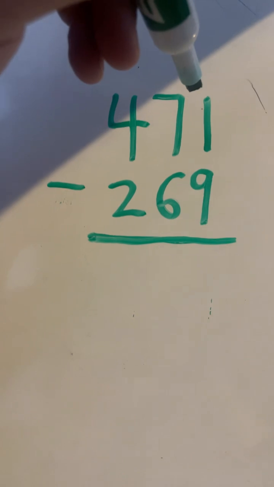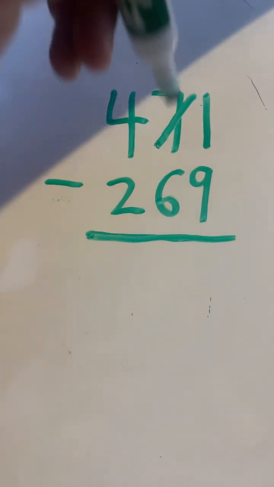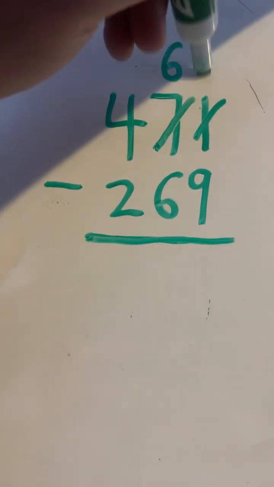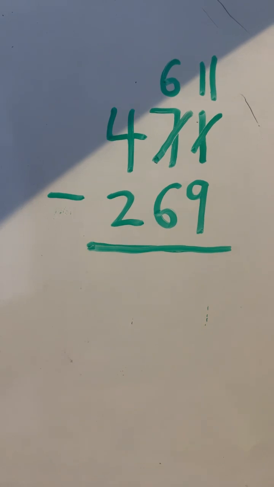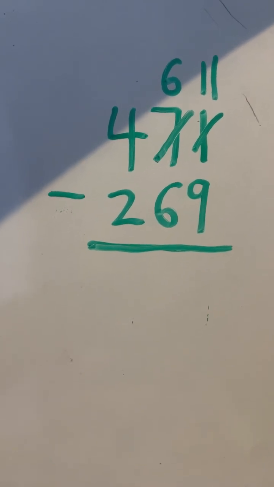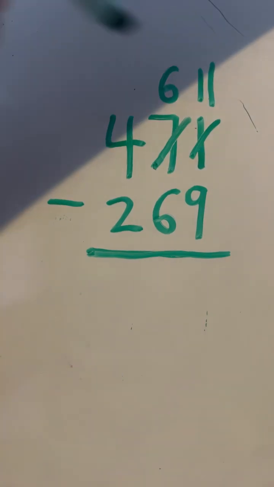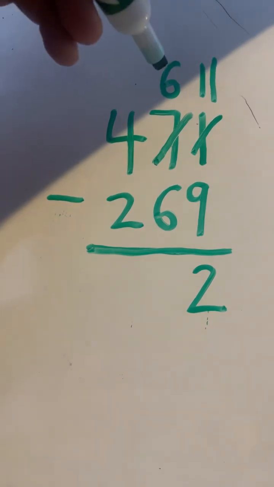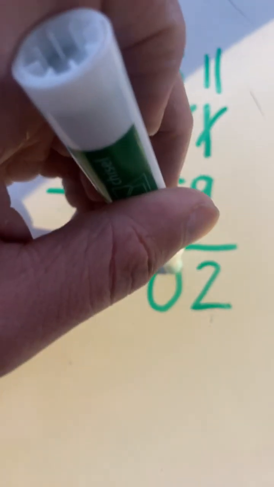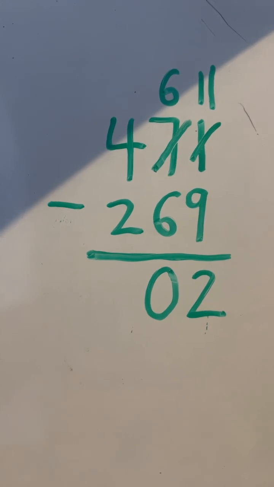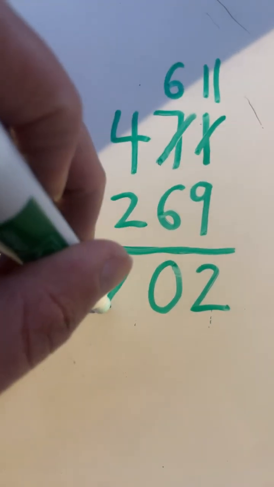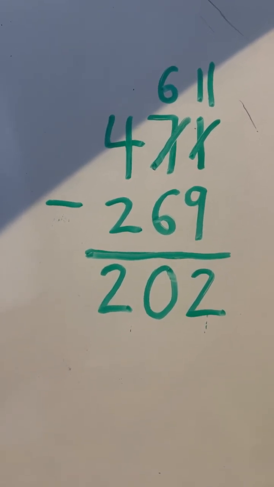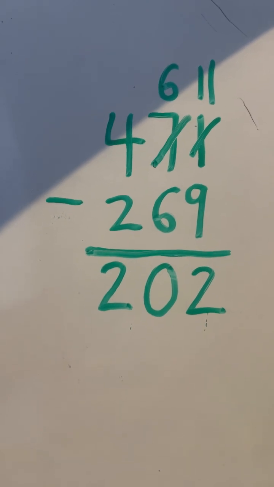So we are going to take a 10 from the tens place and add that to the ones place. So this 7 is going to become a 6, and this 1 is going to become an 11. And now we are ready to subtract. 11 minus 9 equals 2. 6 minus 6 equals 0. 4 minus 2 equals 2. And we have our final answer, 471 minus 269 equals 202.